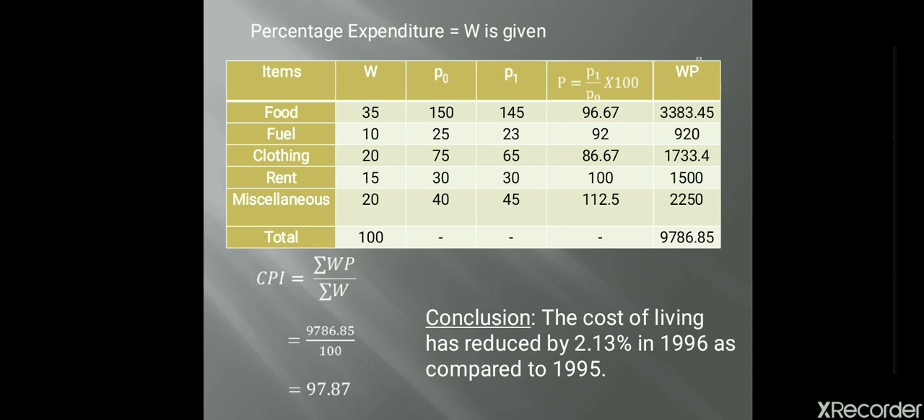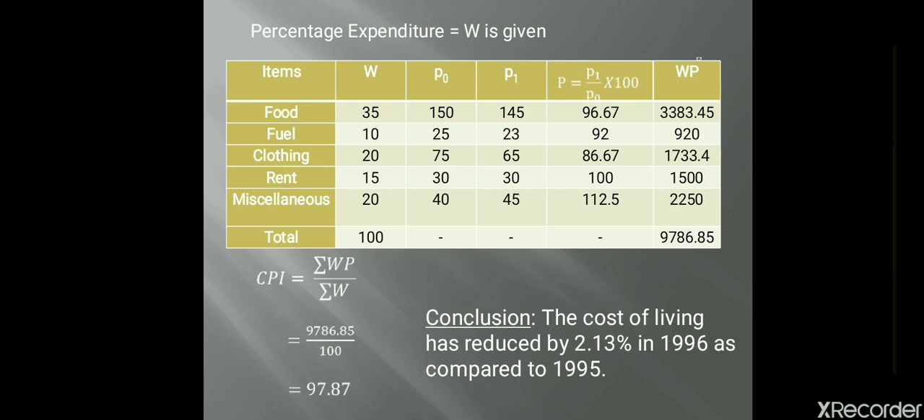That's why we create the next and the last column with the heading WP, nothing but product of weight and price relative. Here we go. For the first item food, W value is 35 and price relative is 96.67. Multiplication of these two values results in 3383.45. For the second item fuel, it is 10 multiplied by 92 results in 920.